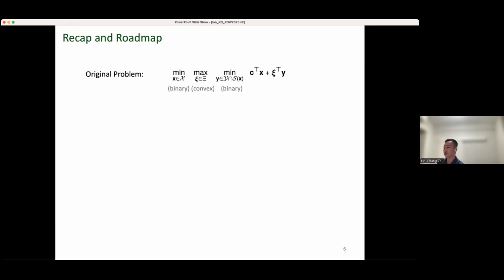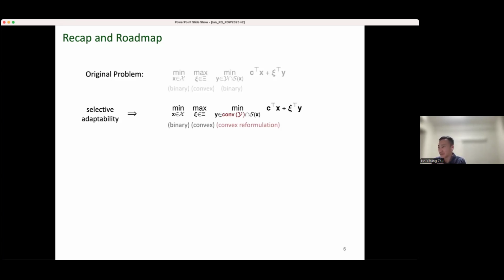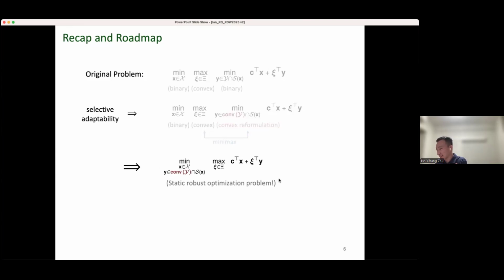Okay, so just a recap of what we've talked about and where we're going. This is our original problem. It's a min-max-min problem, with discrete variables in the first stage and discrete variables in the second stage. This assumption of selective adaptability gave us this nice structure, where we can now say this is a min over a binary decision, the max is over a convex feasible region, and then this min, if we had this convex hull, would also be over a convex set. So if I'm maximizing over a convex set, minimizing over a convex set, and this is a linear function, I can apply the standard minimax theorem, where I can just swap the min and the max.